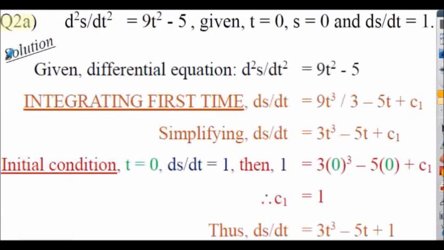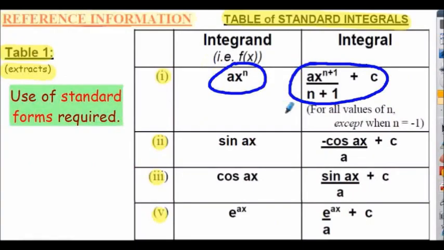Question 2a, commencement of the solution. We're given the differential equation d2s by dt squared is equal to 9t squared minus 5. Integrating for the first time, left hand side we have ds by dt, and notice on the right hand side these are all standard forms. Here's our table of standard integrals showing the ax to the n function.